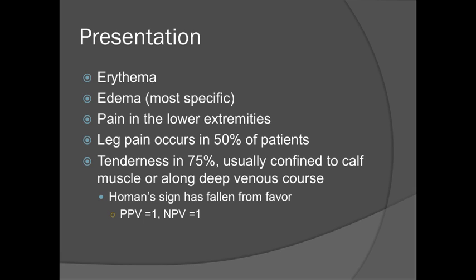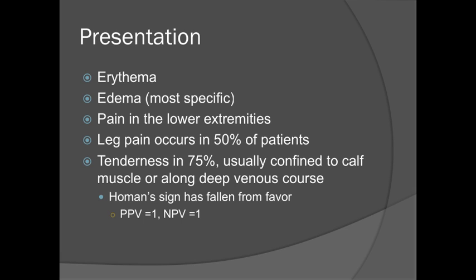You may have heard about Hohmann's sign before, which is a sign that you can elicit by dorsiflexing the patient's foot on the affected side, and if they feel pain within the calf of that affected side, that's supposed to be a positive Hohmann's sign. But that sign has fallen from favor because studies have shown that the positive predictive value and the negative predictive value are both right around 1, which isn't really helpful in determining whether or not a DVT is actually present in these patients.